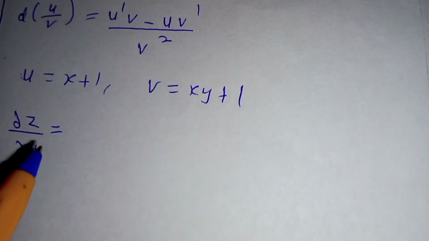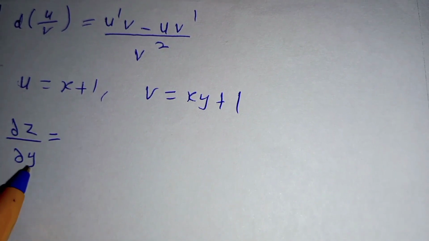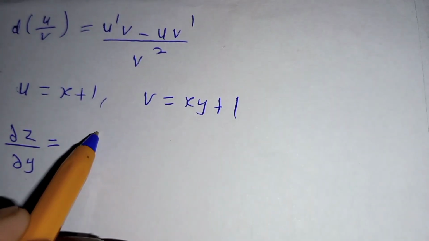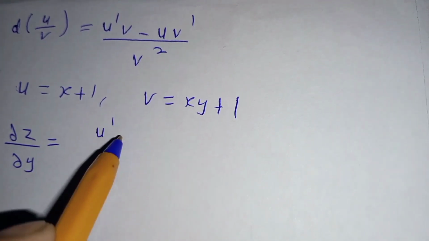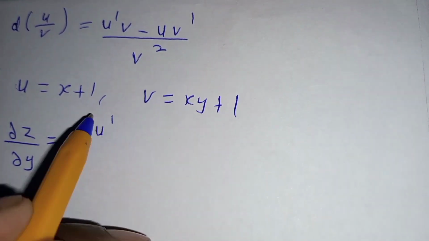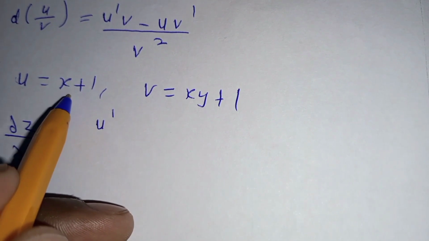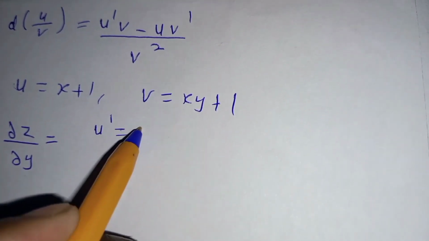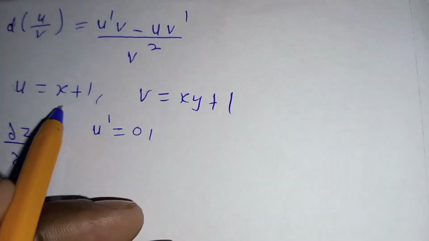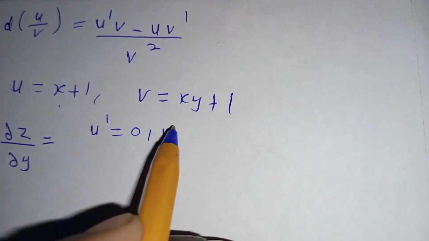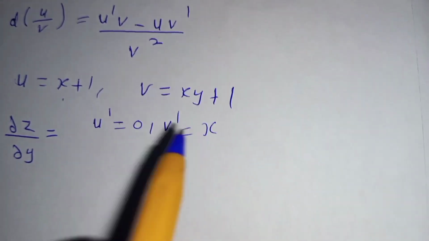Then next we want to obtain the partial of z with respect to y. To do that, we are required to have u prime with respect to y. When you differentiate this with respect to y, the result will be 0 because there is no y here. Then v prime with respect to y, the result is x.